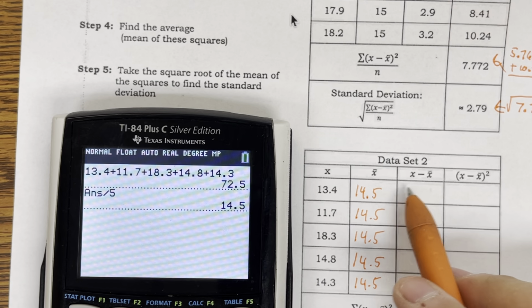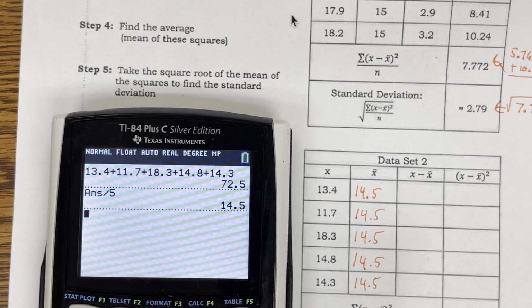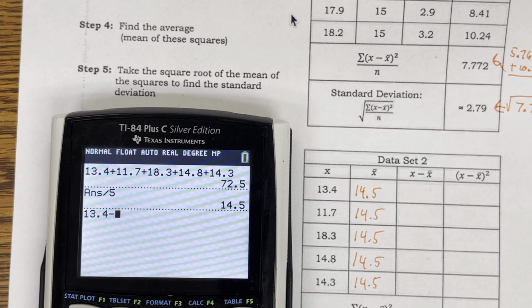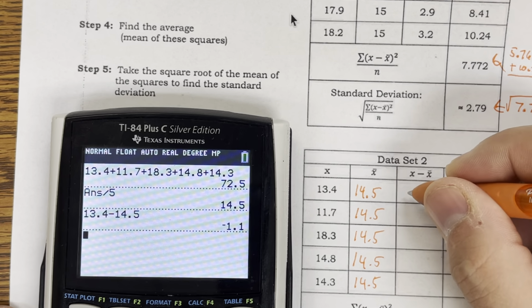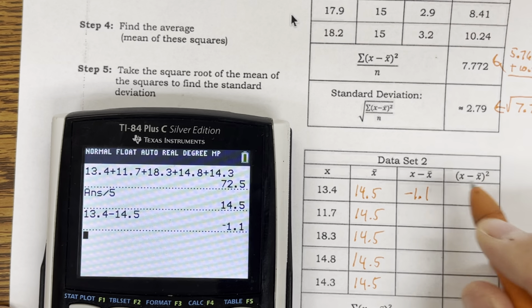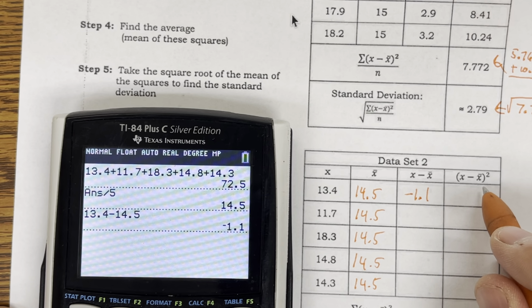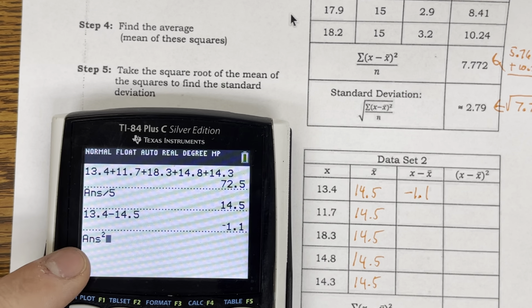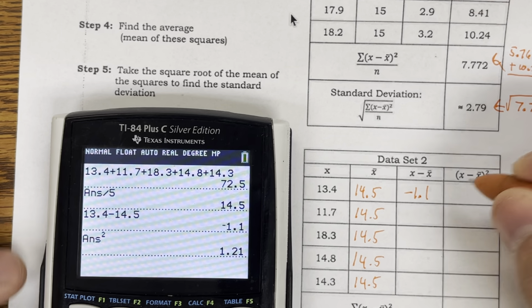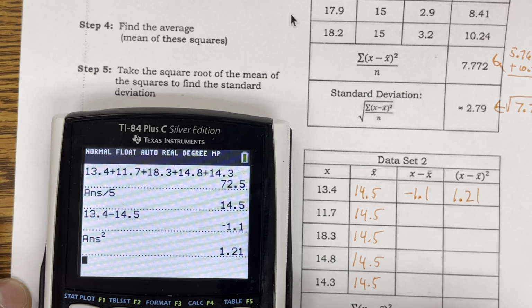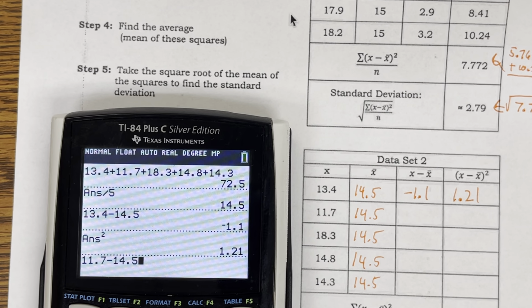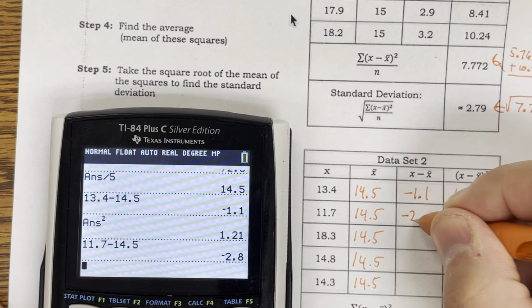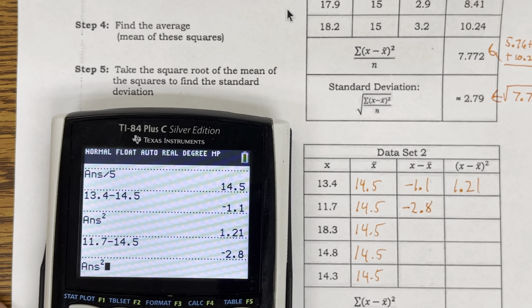Okay, now I have to take x minus x bar. So 13.4 minus 14.5, and we get negative 1.1. And then I would square that value to fill in x minus x bar squared. So I'm going to do that in one step since I already have it calculated. Just press my squared button. And I get 1.21. Now I repeat the process. 11.7 minus 14.5 is negative 2.8. Square it.